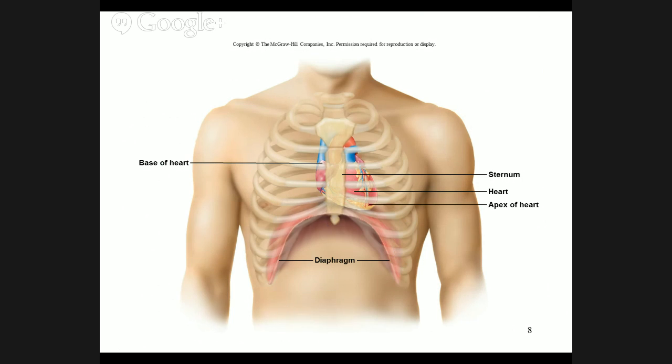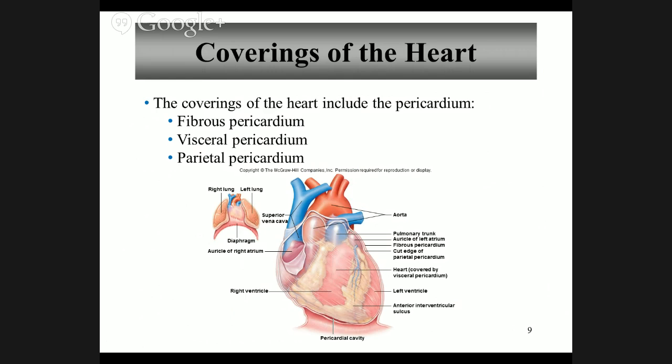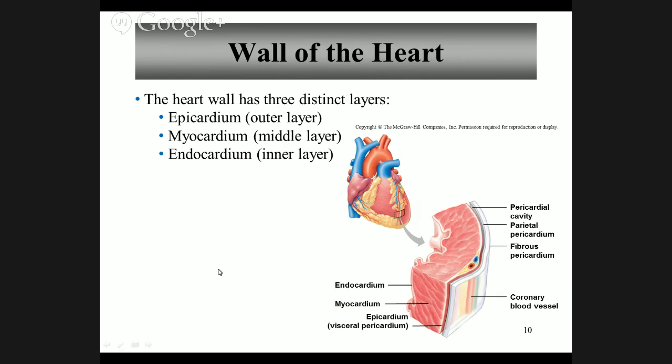This slide shows a more illustrated picture of that. The coverings of the heart include the fibrous pericardium, and there's also a visceral pericardium and parietal pericardium. The visceral pericardium is actually the same as the epicardium. So the epicardium makes up the outer layer. The myocardium is the middle layer, which is the heart muscle itself, and the endocardium is the inner layer.